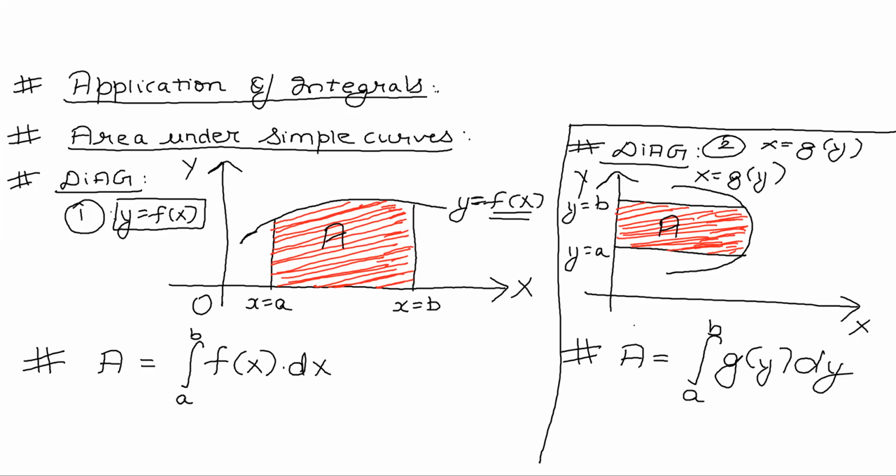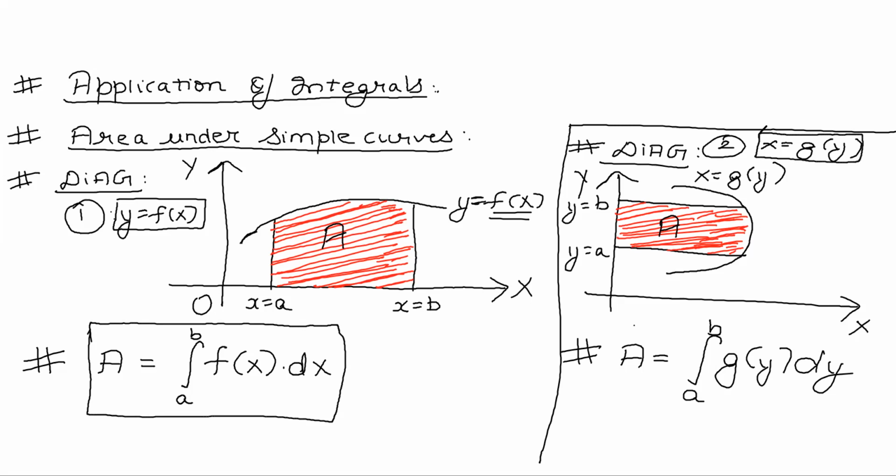Clear? I hope all students attending the lecture have understood diagram 1 and diagram 2. In diagram 1, y is a function of x. We need to find the area, and this is the formula we applied: we integrate the function f of x with respect to x, running from a to b. In diagram 2, we have x as a function of y, so we integrate g of y with respect to y, running from a to b. I hope that is clear. And I can draw one more diagram.